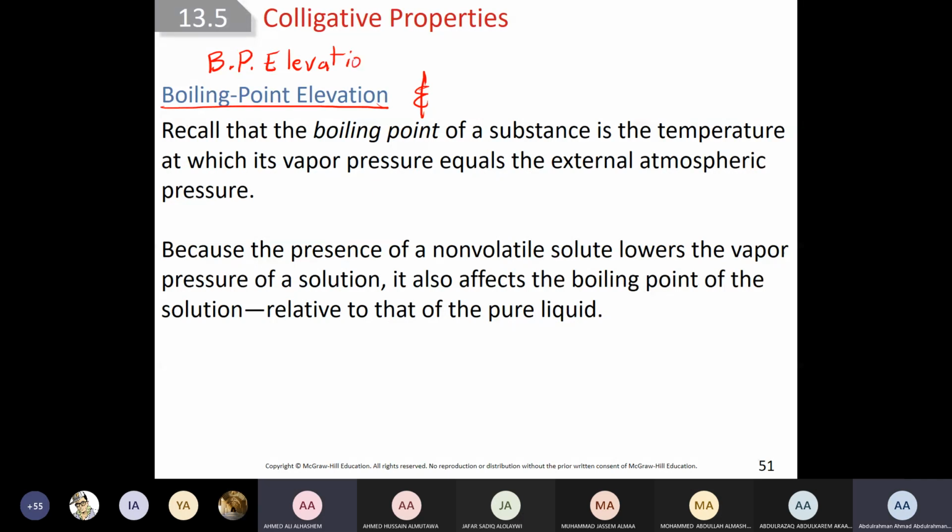Elevation means rise. And freezing point depression. What does depression mean? Decrease. Freezing point depression. I'll call it freezing point depression.